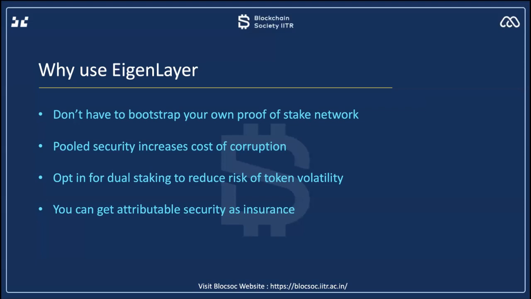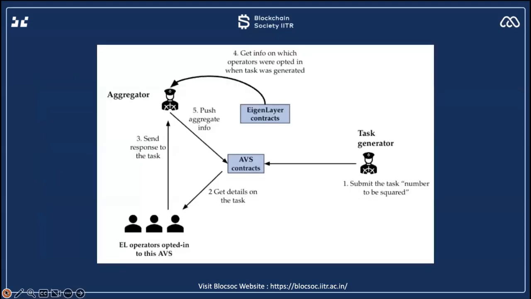These are all the benefits which basically allow anyone to bootstrap a proof of stake network with ease and without any of the constraints that they used to face traditionally. So now coming back to an example AVS architecture.